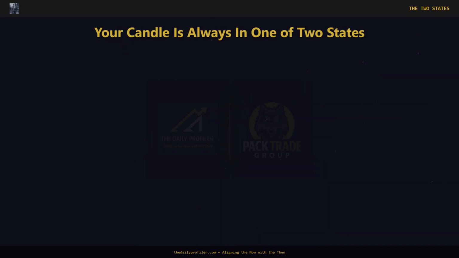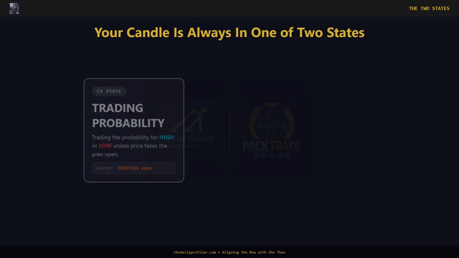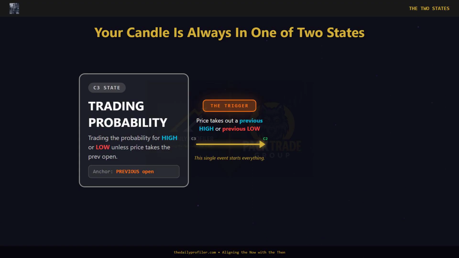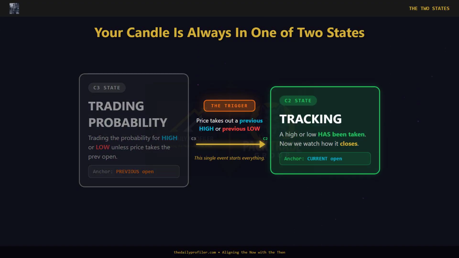Every candle decision comes from asking 3 questions, in order. First, did price take out a prior high or a prior low? If no, you're in what we call C3 state. You're trading the probability for the high or low. The previous candle's open is your anchor, unless price takes it out. If yes, if a high or low got taken, that's the trigger. You shift into C2 state. Now you're tracking.